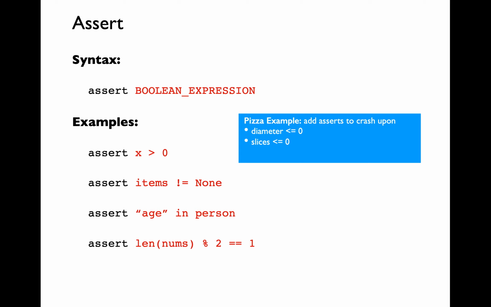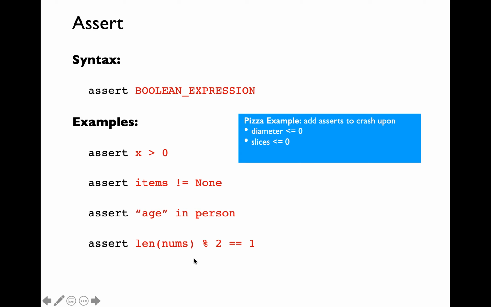The first example here is checking just if the value inside the variable x is greater than 0. The next assert statement is checking if items is not equal to None. The meaning of the third example depends on whether person is a list or a dictionary type. Why is that the case? If person is a list, then I'm checking if age is an item inside the person list. If person is a dictionary, I'm checking whether age is a key inside the person dictionary.